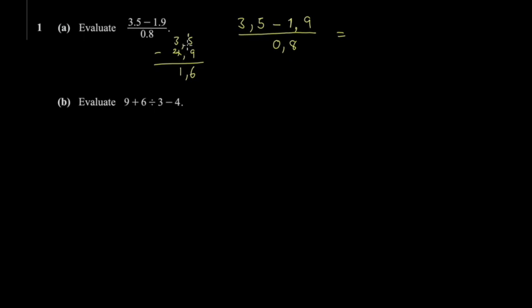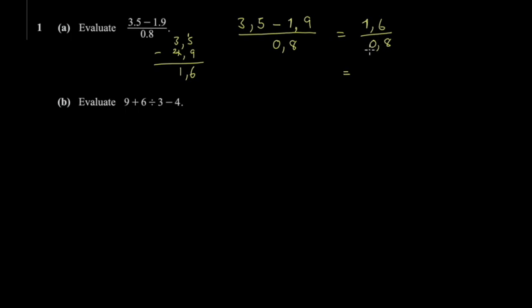What we did was align the commas so that they're in line, and the terms we're subtracting correspond. For example, 5 tenths and 9 tenths. So that's what we did. At the end of the day, you get 1.6 here. This is the first step, divided by 0.8.